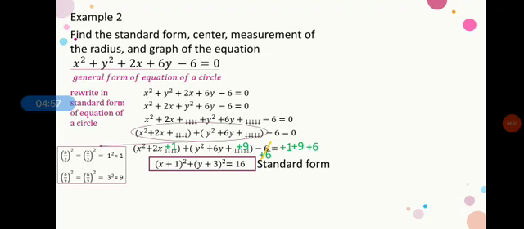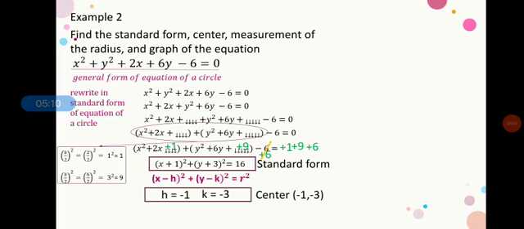Now, kung meron na tayong standard form, madali nang kunin yung tinatawag nating center of the circle. So, ang h natin dito is negative 1 at ang k natin ay negative 3 and the radius is the square root of 16 which is equal to 4.